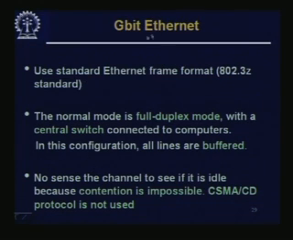Now, what are the specialities of Gigabit Ethernet? It uses standard Ethernet frame format, 802.3z. The normal mode is full duplex mode with a central switch. So, this is the most common one, connected to computers. In this configuration all lines are buffered, alright.